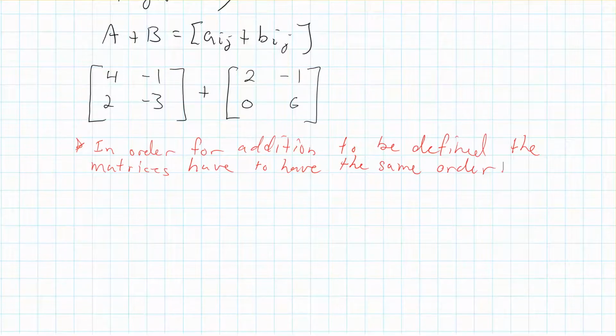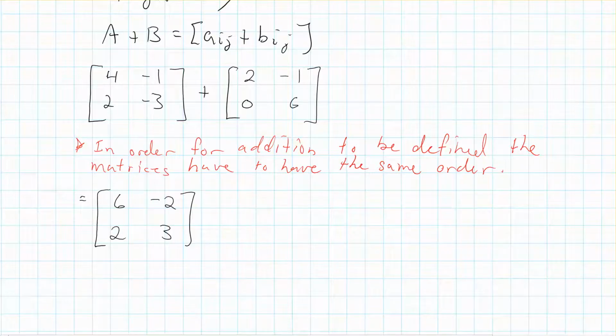Alright, so again, this is pretty straightforward here. Kind of belaboring it a little bit. You just add all of the elements together like you would normally. So you have 4 plus 2, because this is row 1, column 1, row 1, column 1. So 4 plus 2, which is 6. Negative 1 plus negative 1, which is negative 2. 2 plus 0, which is 2. Negative 3 plus 6, which is 3. And then that's it. So really just adding the numbers together.